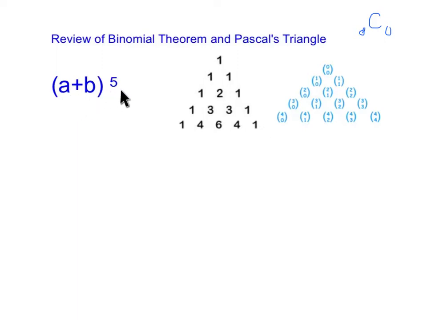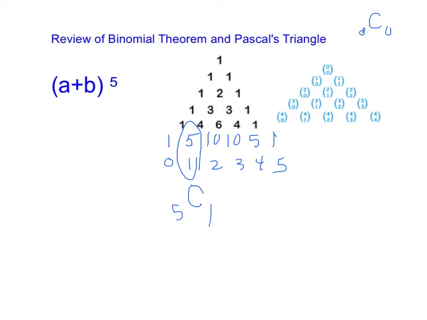So if I wanted to find a plus b to the fifth, if I wanted to find the third coefficient for a plus b to the fifth, then I would find these coefficients. So I'd have 1, 5, 10, 10, 5, and 1. This is the 0, 1, 2, 3, 4, 5. So if I want the second term, r would be 1. So I would find the combination of 5 terms taken 1 at a time, and that would equal 5.